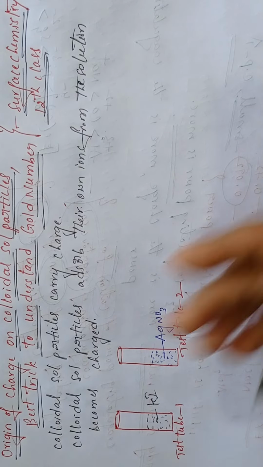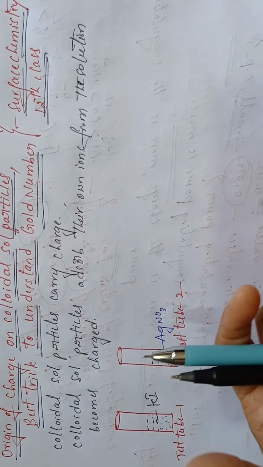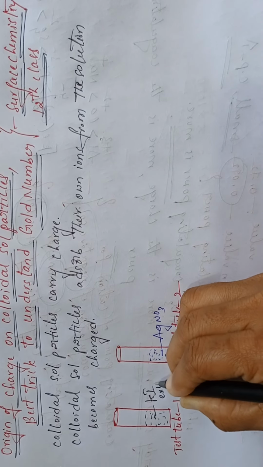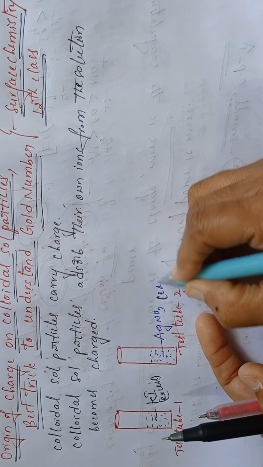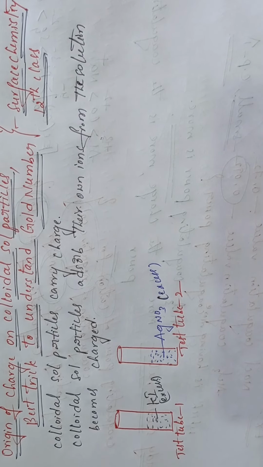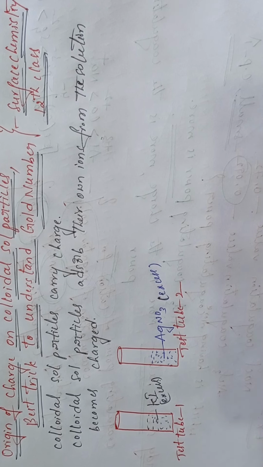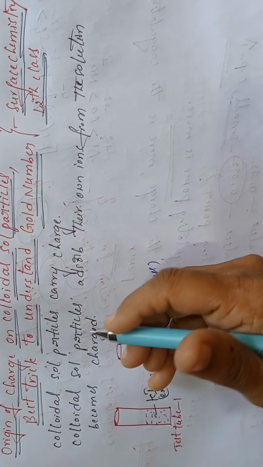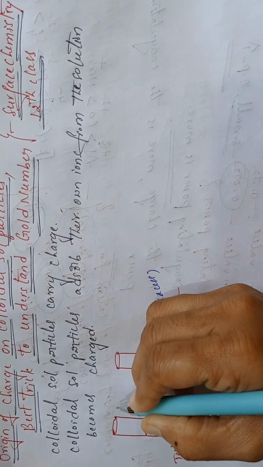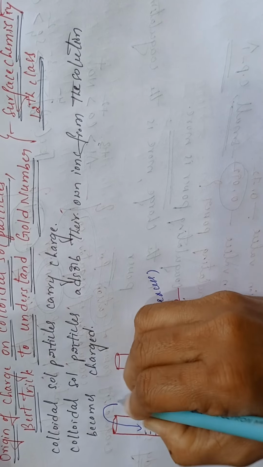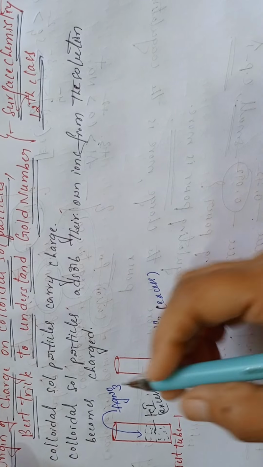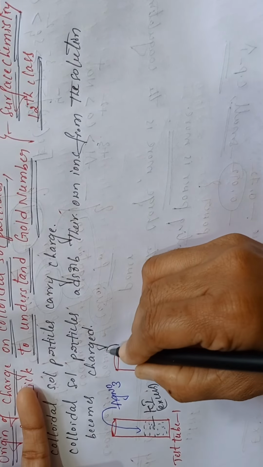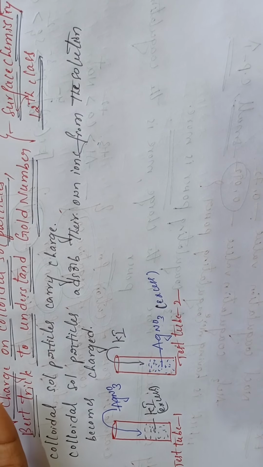Now in this test tube, I am taking KI in excess, and in the other, silver nitrate is in excess. Are you clear? To the first test tube, I am adding silver nitrate AgNO3 solution. To the second test tube, we are adding KI solution.